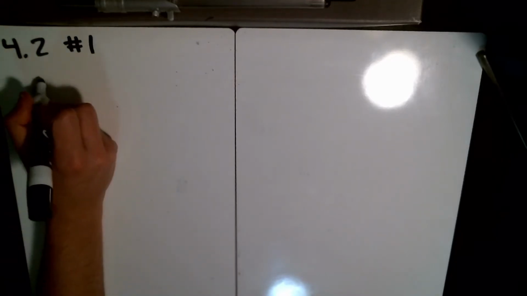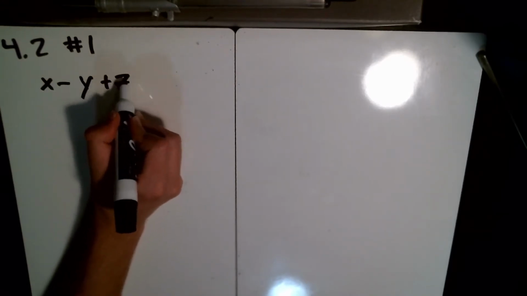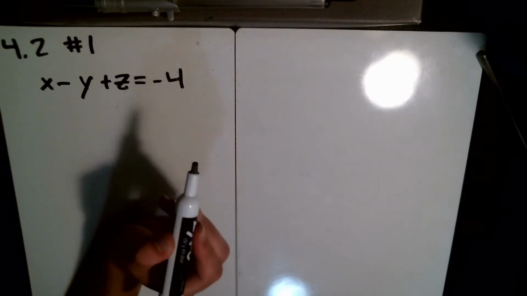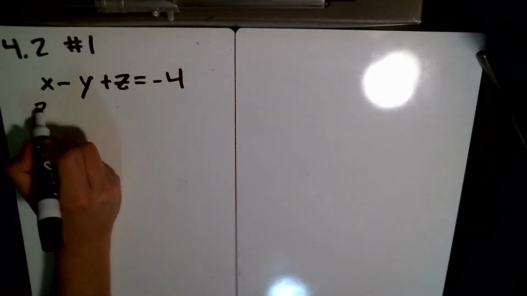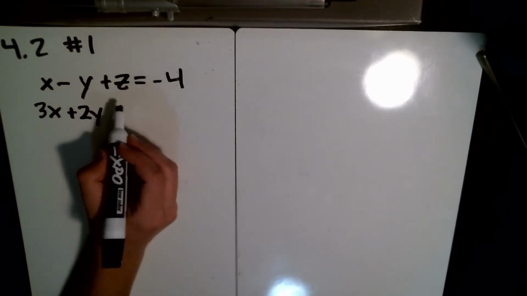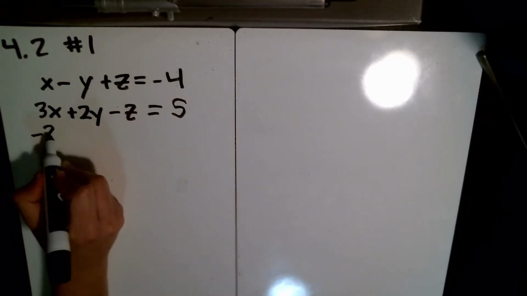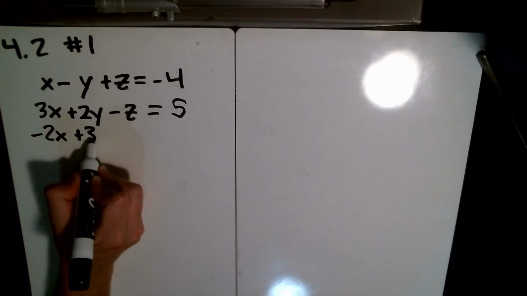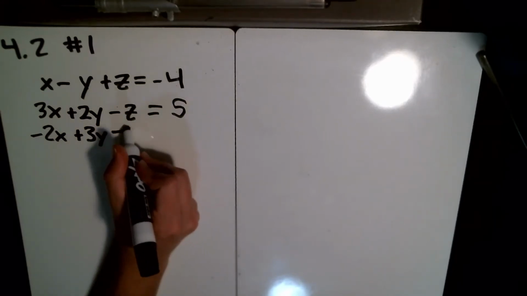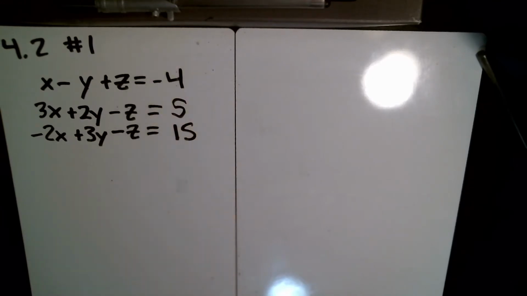So we have here x minus y plus z is negative 4. And then we've also got 3x plus 2y minus z is 5. And then negative 2x plus 3y minus z is 15. So we're trying to solve the system of equations for x, y, and z.